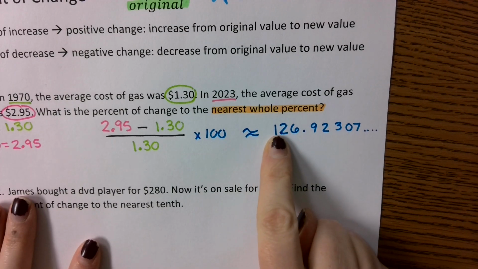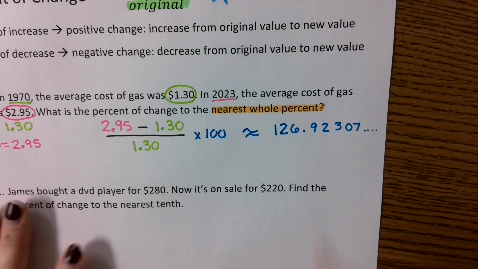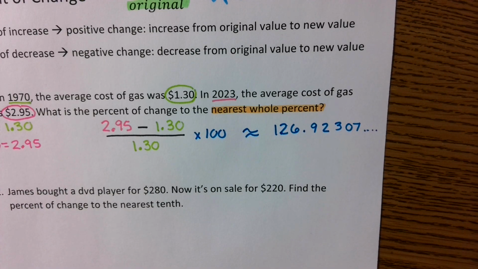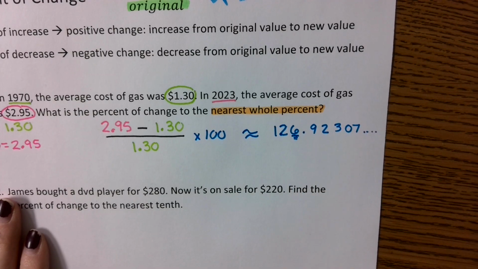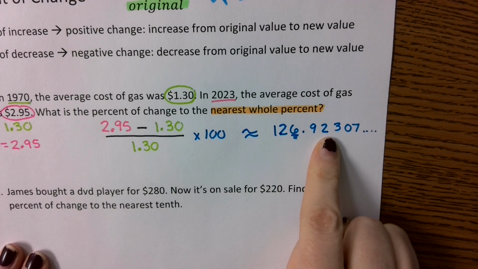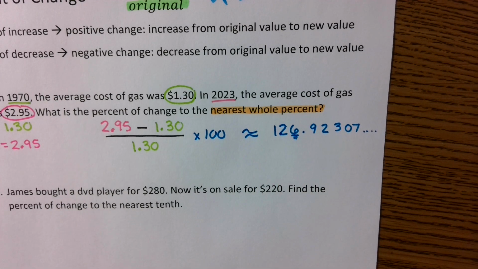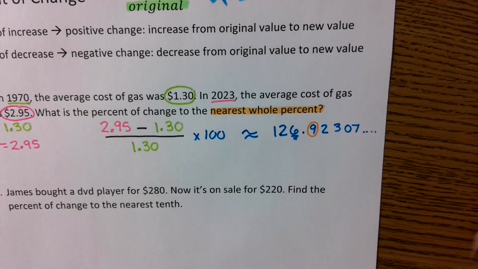126 is my whole number. The last value of that whole number is the 6. That's where I need to round to. When I'm rounding, do I look in front of it or behind it? Behind it. So what number is directly behind it? A 9. This 9 is going to tell me either to round it up to the next number or to keep it exactly as it is.